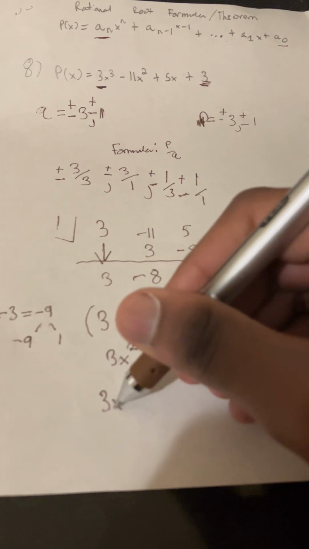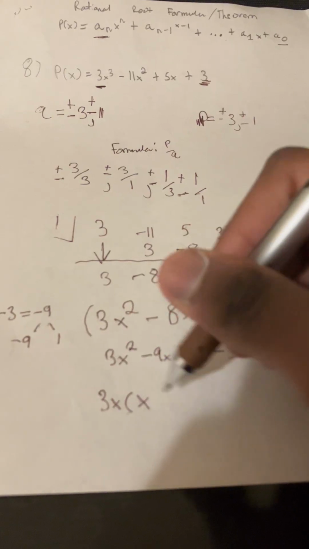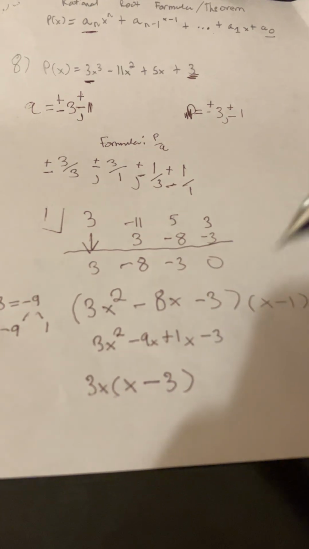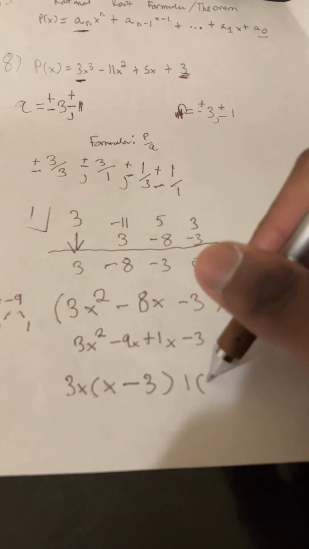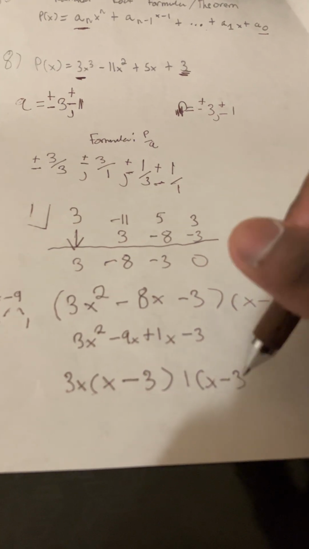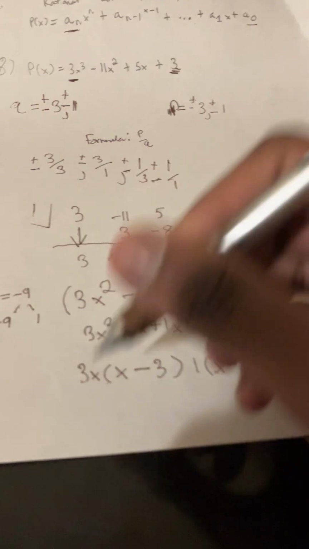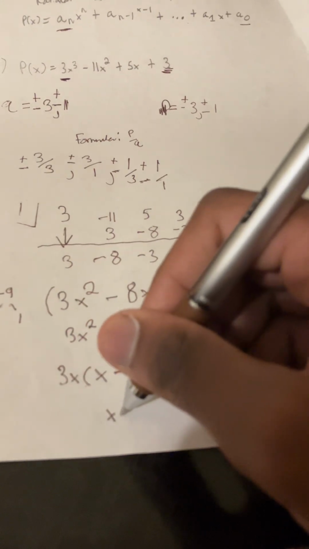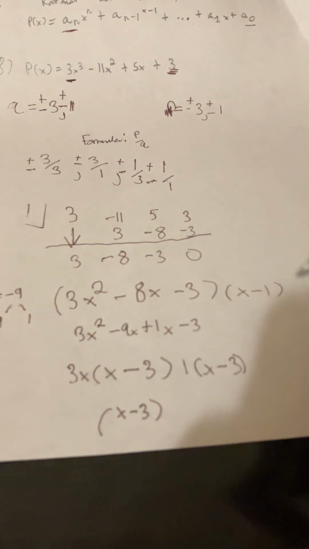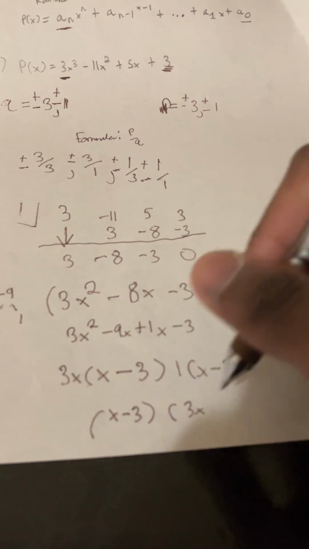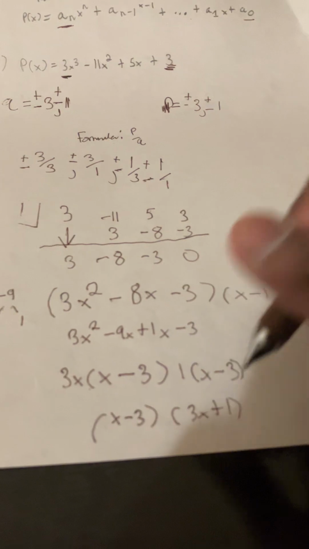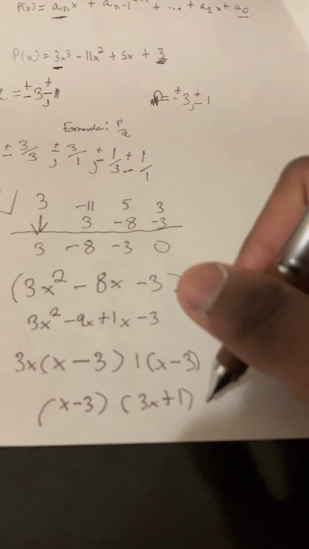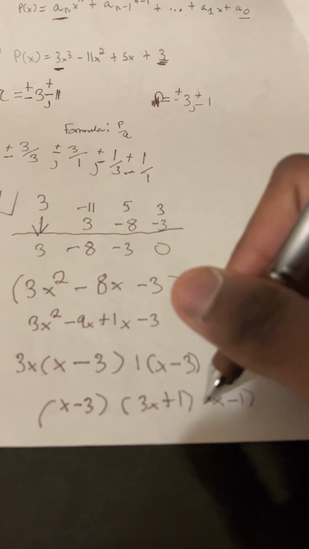We can take a 3x out, and what will be left remaining is x minus 3, and then we can just take this 1 out right here, x minus 3. This is what we're left with: x minus 3, 3x plus 1, and then we're going to have x minus 1 right here.